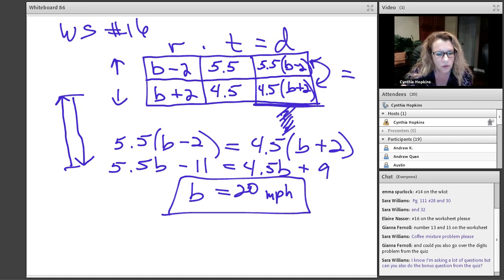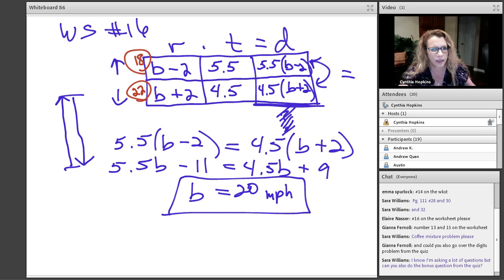Okay, if the boat all alone, like in just still water, if it was on a lake, can go 20 miles per hour, then against the current, it would be 18 right here. That's my B minus 2. And then with the current, it would be 22 miles per hour, right? With the current helping it.